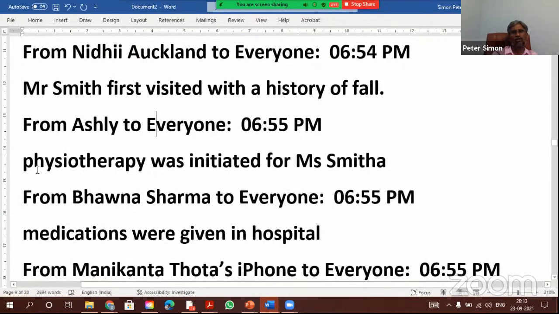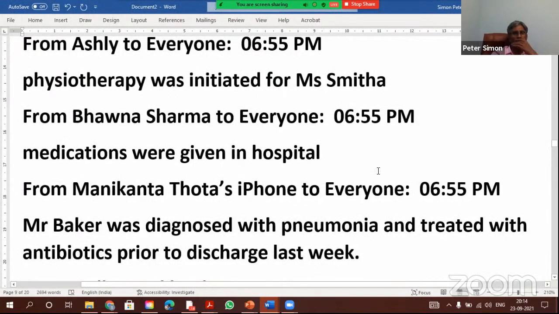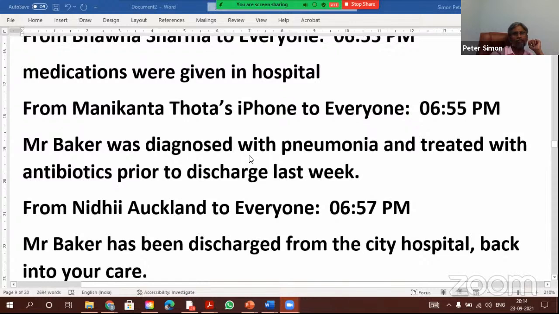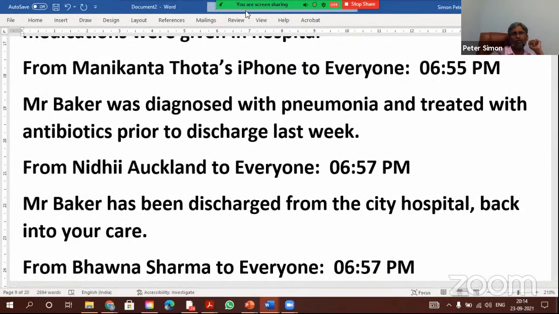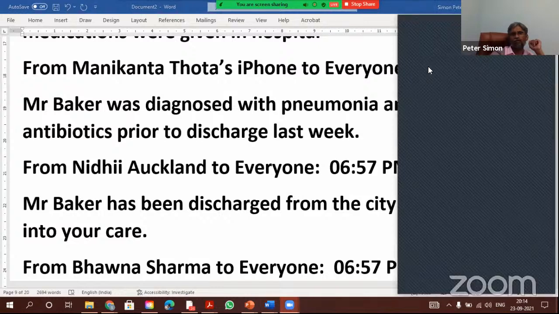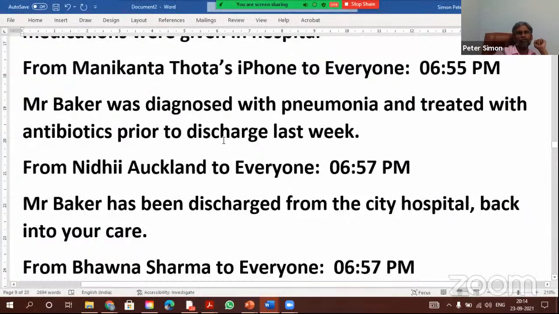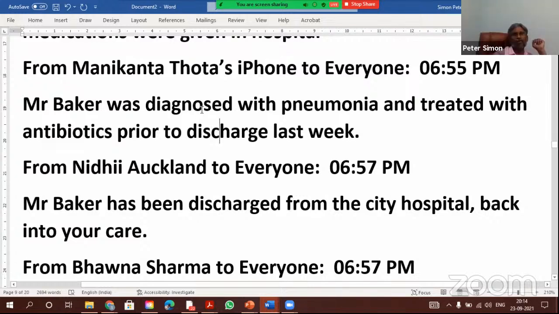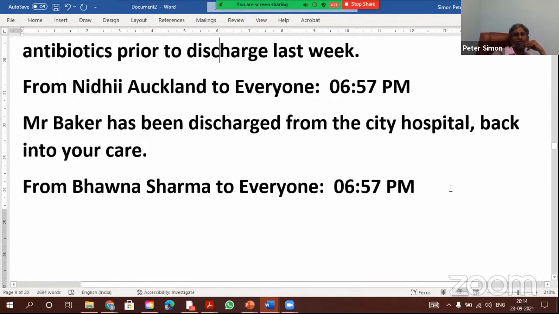Physiotherapy was initiated. Ashley is there? No. So candidate not present. Okay, medications were given in hospital. Medication. Bhavana is there? No. Next. Manikanta is there? These people, they think that they know everything. Okay, no problem. See mistakes. Mr. Baker was diagnosed with pneumonia and treated with antibiotics prior to discharge last week. So last week should go forward. Okay, not present.